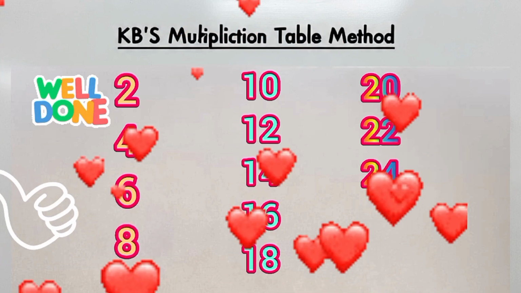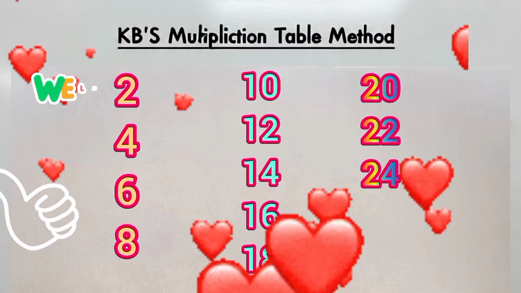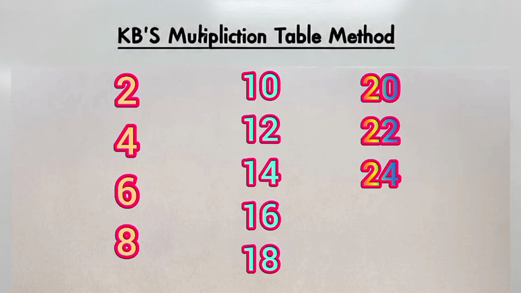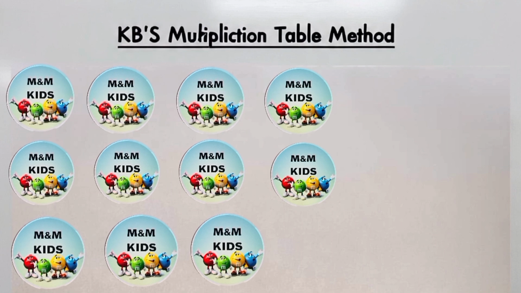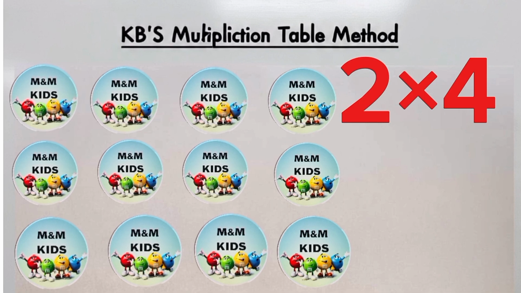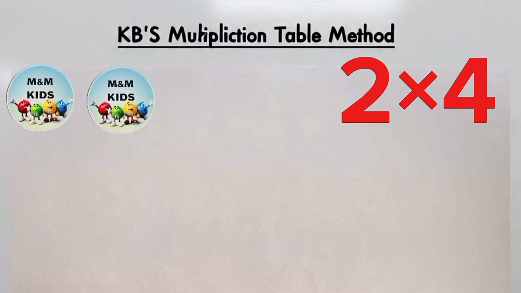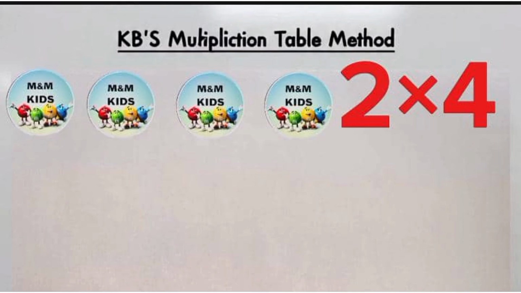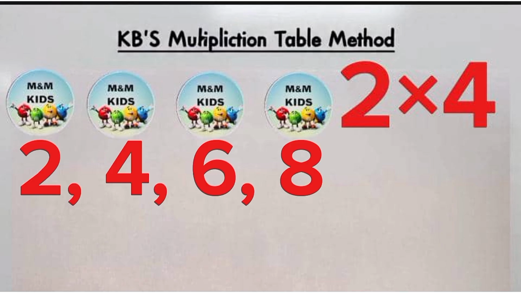Well done. Now that we've memorized the 2 times table, let's put it into action. Here are 12 counters. If I ask, what is 2 multiplied by 4? That means you are going to set aside 4 counters. As you do that, recite the KB multiplication table of 2. 2, 4, 6, 8. Where the counting ends gives you the answer. So, what do you get, kids? Exactly. 2 times 4 equals 8.